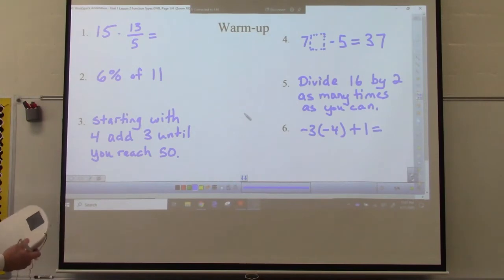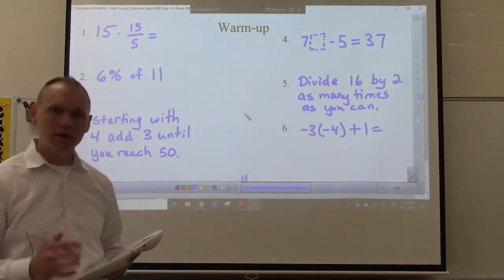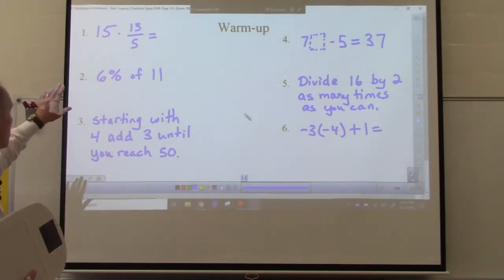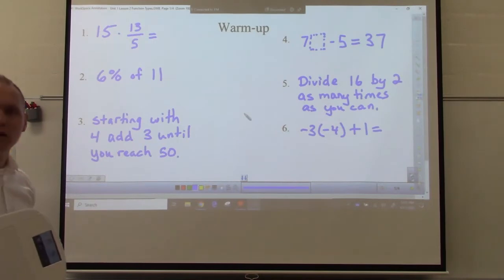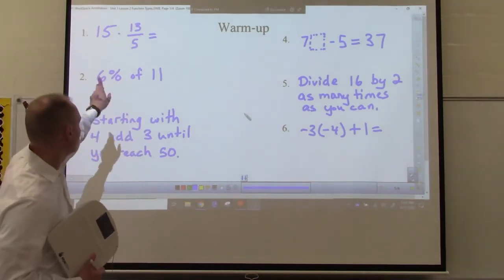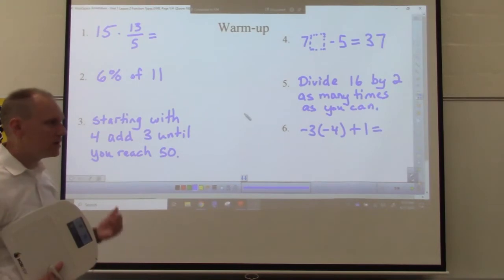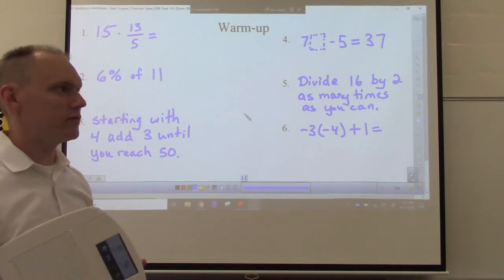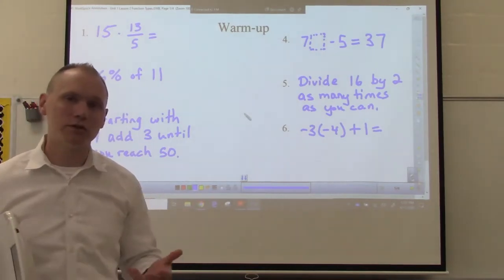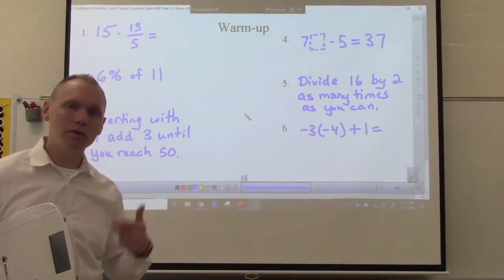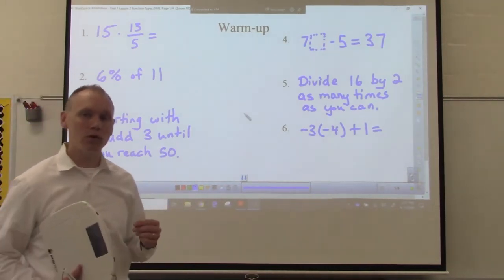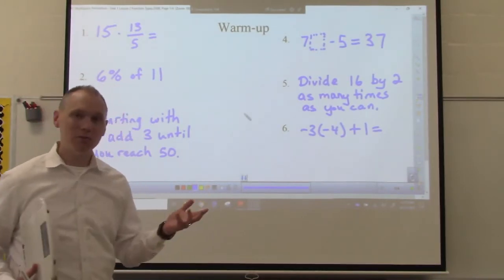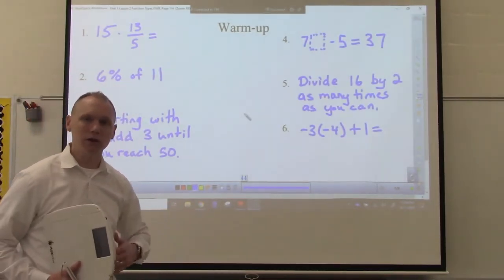Alright, so in number 1 here, one of the great mental math strategies is a situation like this, where you're taking a number and multiplying it by a fraction. In this case we have 15 times 13 over 5, and you might have thought to try to multiply 15 times 13 first and then divide by 5, but really we have a choice here. We can multiply by 13 first and then divide by 5, or we can divide by 5 first and then multiply by 13, which is going to be better in this scenario, especially if we're trying to use mental math.